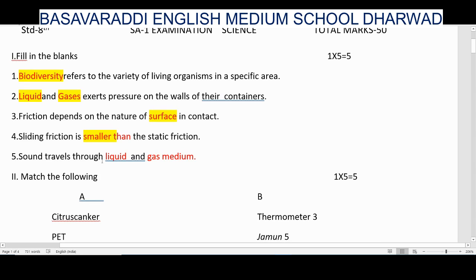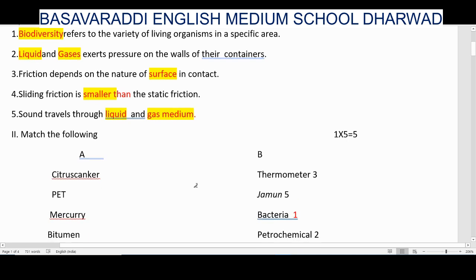Sound travels through dash and dash medium. So sound travels through liquid. It is going to travel in liquid and gas medium.